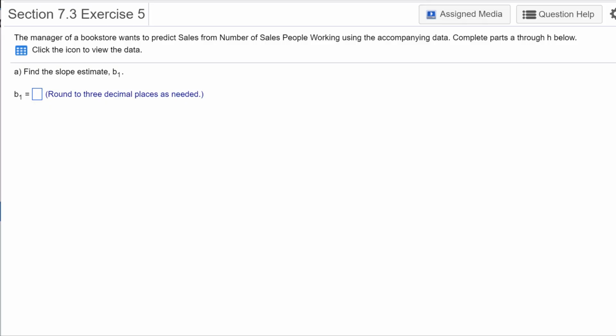The manager of a bookstore wants to predict sales from the number of salespeople working using the accompanying data. Complete parts A through H below. Okay, so we need to look at the data because the first part A says find the slope estimate b sub 1.